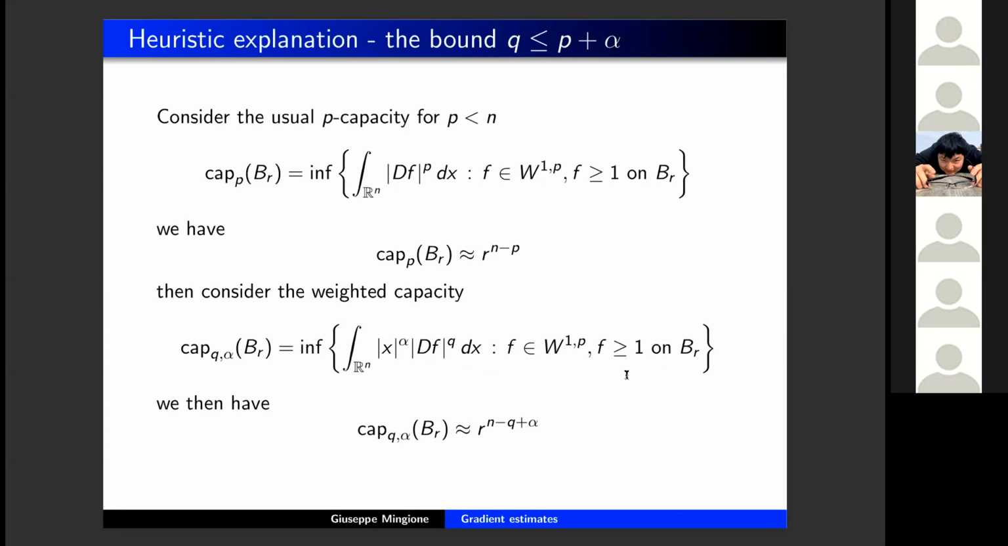This problem generates two different kinds of capacity. So I take the coefficient, which is just a of x equal to x to the alpha, and I work on a ball centered at 0. So we have two capacities. The first capacity is generated by the first part of the energy, and the second one by the second part. A computation tells that this is, as usual, r to the n minus.